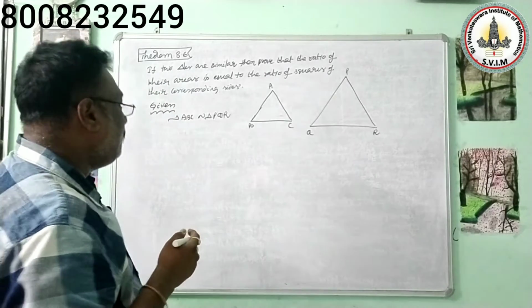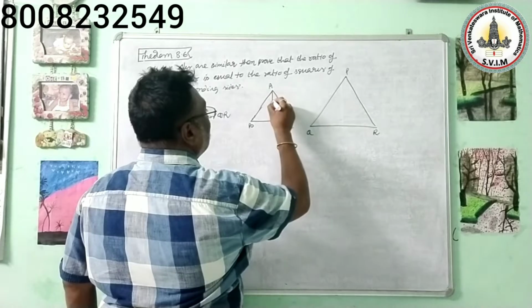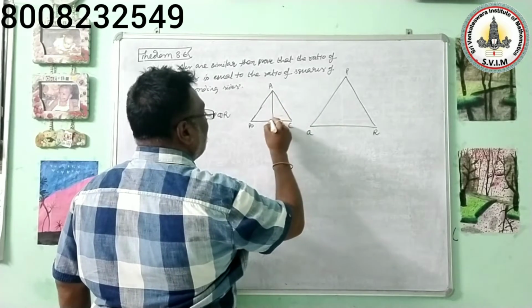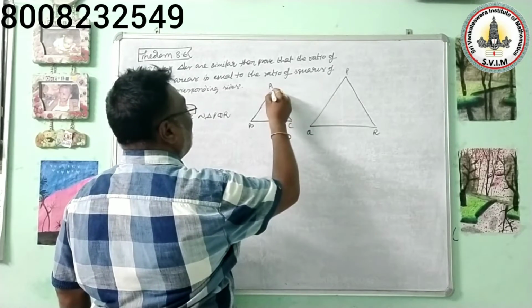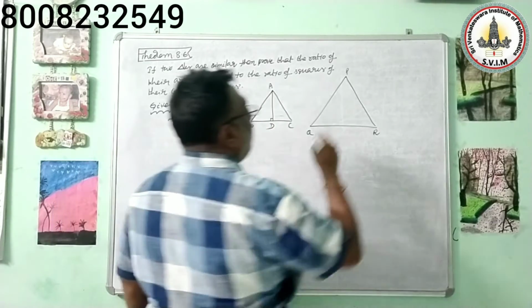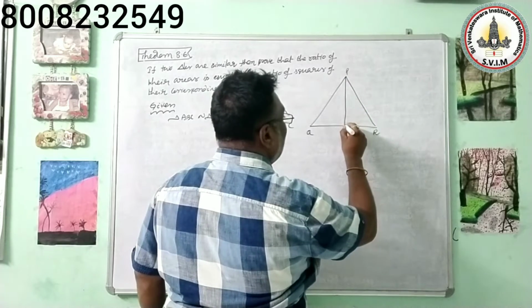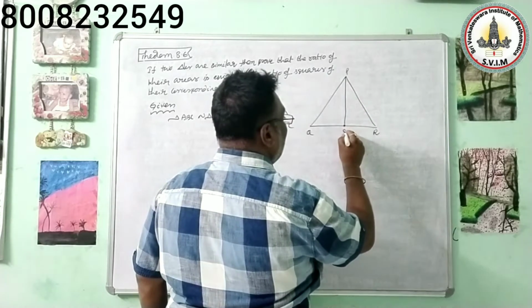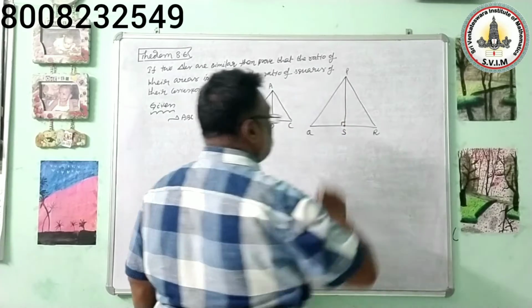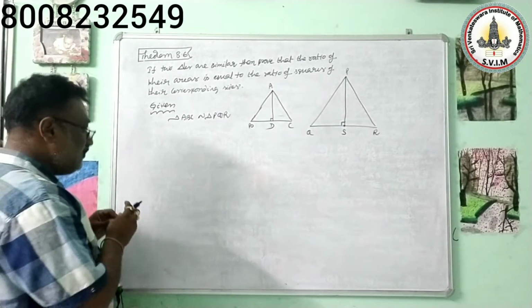Now listen to me. Here we need to construct a perpendicular from this vertex A, which I am taking as AD, and one more perpendicular in the other triangle from P, which I am taking as PS, and here you also have 90 degrees of angle. Now listen to me.